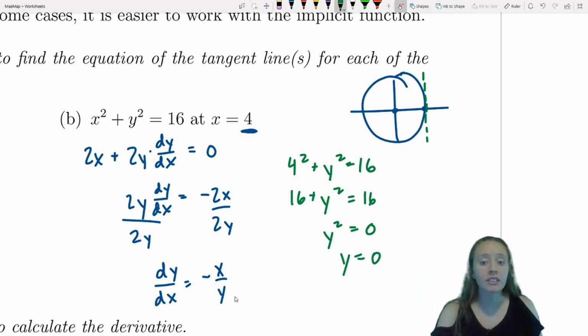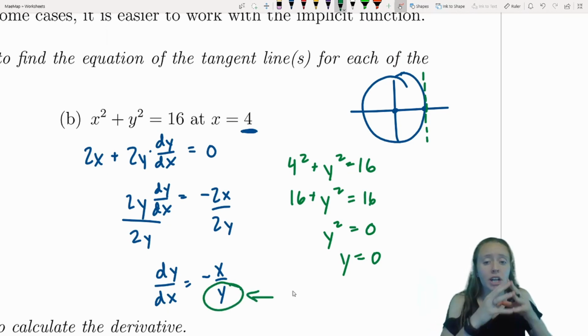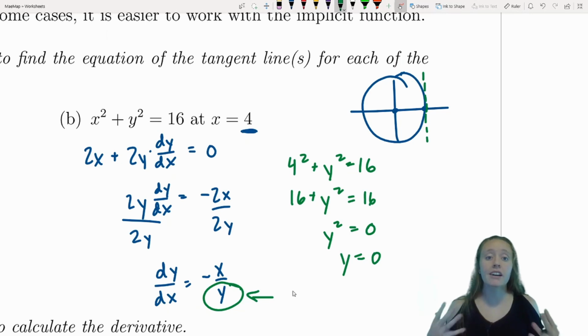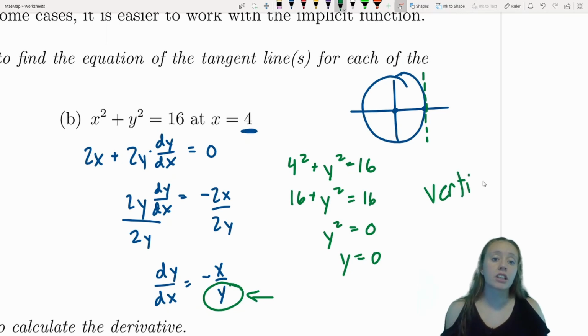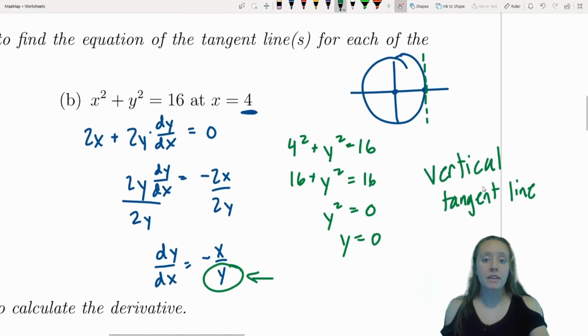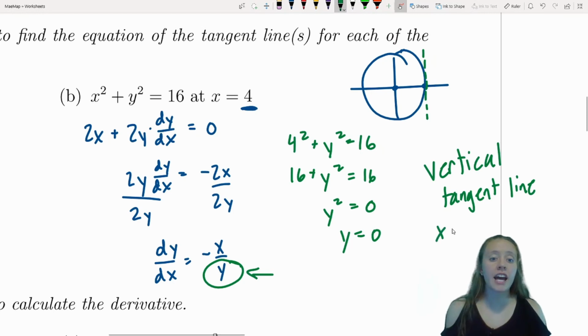And what can we not divide by? We cannot divide by 0. So when we go to try to plug in that y value of our point into our derivative, we're going to get undefined. So we have a vertical tangent line, and that vertical tangent line occurs at x equals 4.